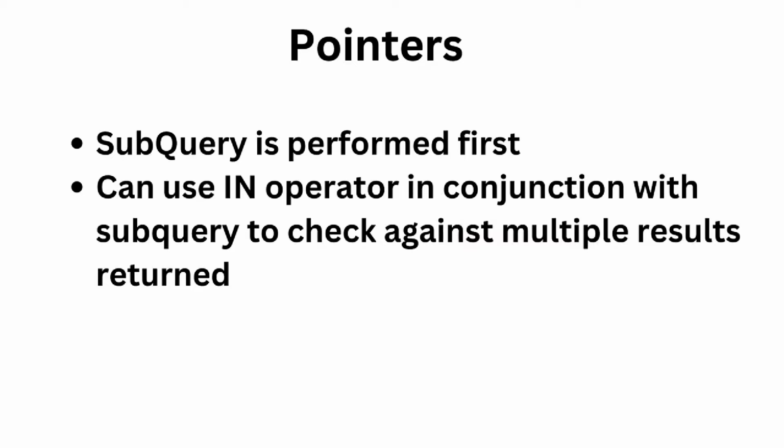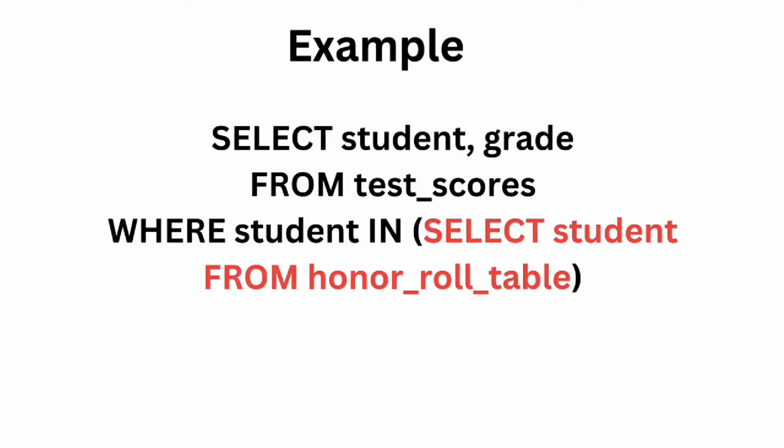Keep in mind we can also use the IN operator in conjunction with a subquery to check against multiple results returned. For example, let's imagine we wanted a subquery that operated using a separate table. So we wanted to grab the students and grades from the test scores table where the student happened to be present inside another table. So we could do this with a join, possibly, but the other way we could do it is with a subquery. So we could, in our subquery, say select the student name from the honor roll table, and then that will yield back some results of the student names.